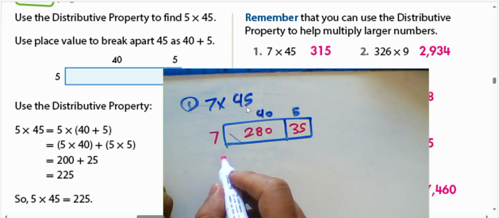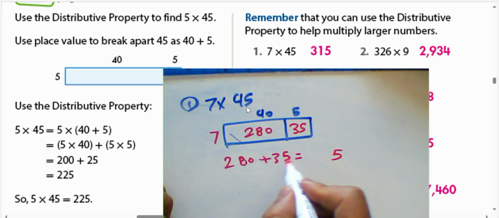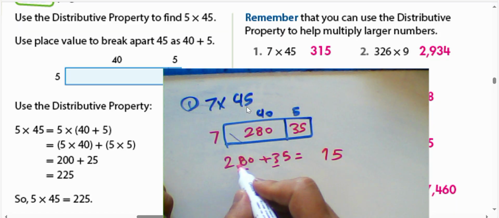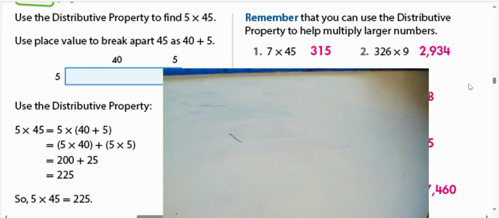Then the product between them equals 280 plus 35. 5 plus 0 is 5, and 3 plus 8 is 11. 1 and carry 1. 1 plus 2 equal 3. And the result will be 315. Next question number 2.